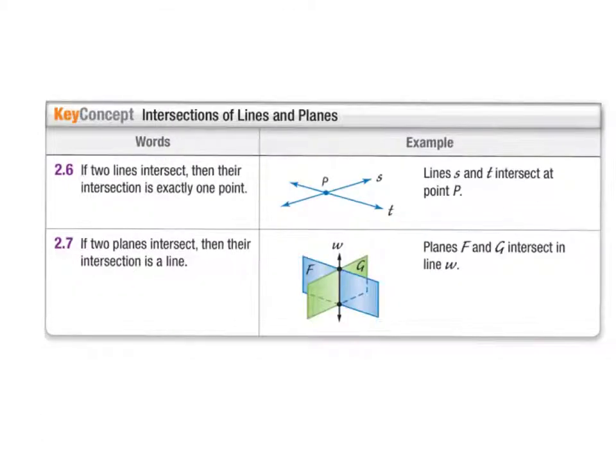Here are some big ones that we're going to use quite a bit. If two lines intersect, their intersection is exactly 1 point. So two lines cross, they only meet at 1 point and 1 point only, right there. If two planes intersect, their intersection is a line. So if we think big picture, lines intersect at a point, planes intersect at a line. So it's like going down a step.